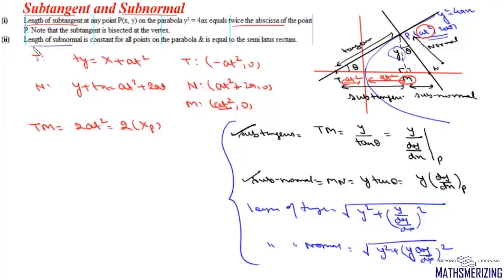Now the next part is we need to show that the length of subnormal is constant. So the length of subnormal MN will simply be N minus M. So it is at square plus 2a minus at square, which is simply 2a, which is independent of t. So essentially in a parabola, the length of subnormal is always constant, and it is equal to the semi-latus rectum of the parabola.